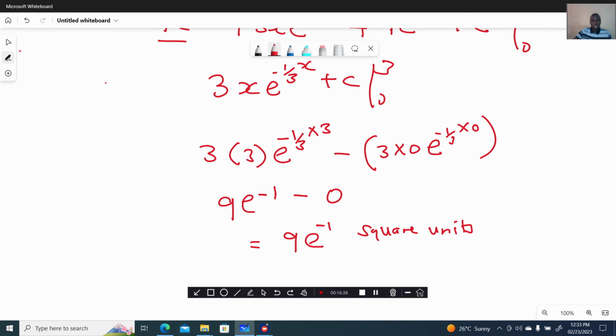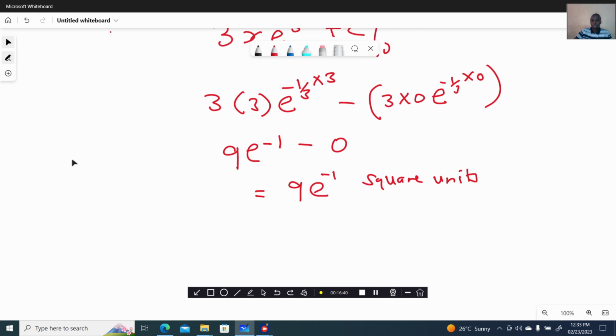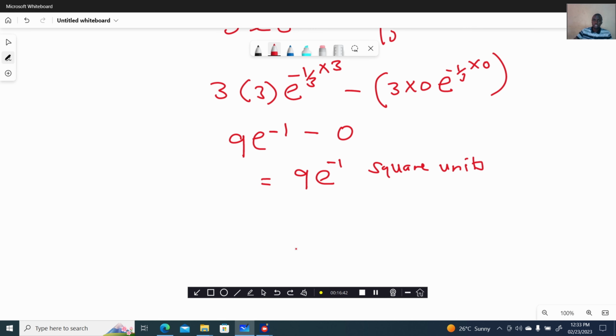Or you can prefer to give your answer in this form. That's a negative, that's 9. So you can get something like -9. So it has to be 9 over e square units. So whichever form you want to give your answer in, it will give you the same solution.